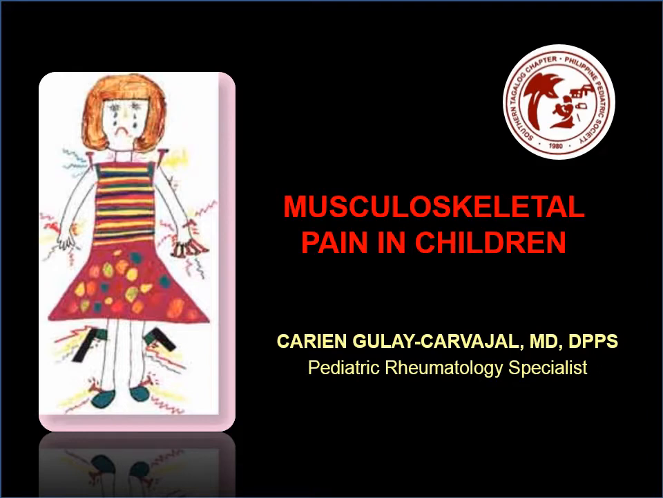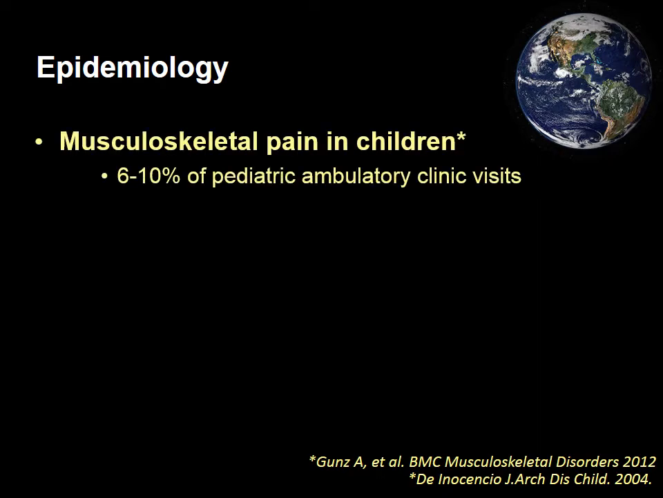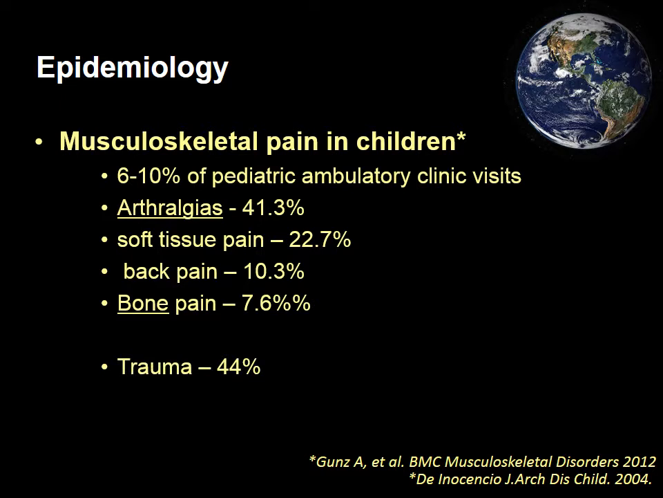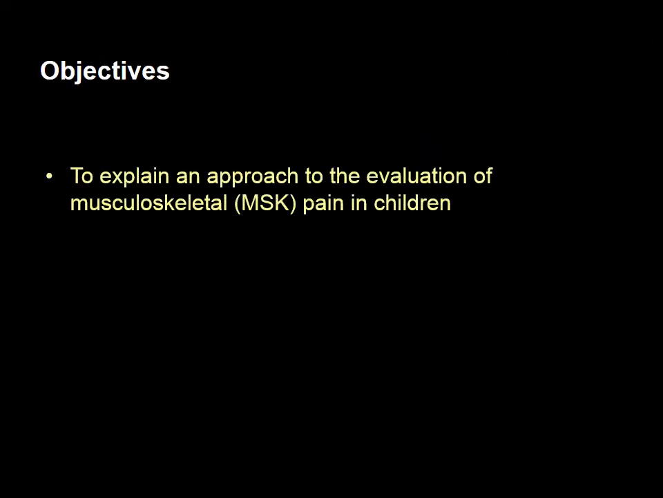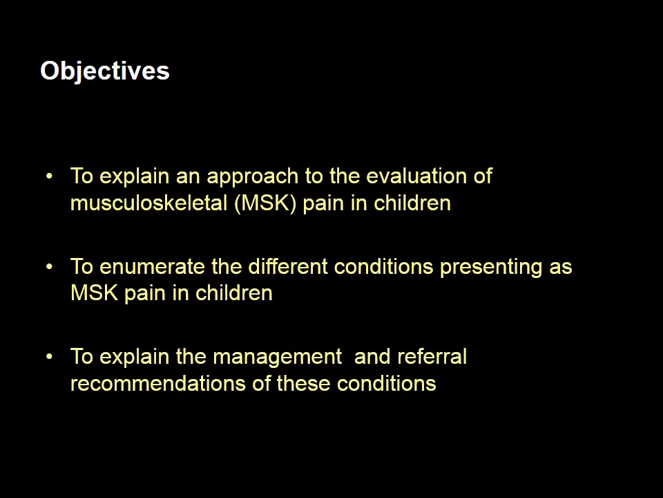It has been reported that about 6 to 10% of pediatric ambulatory clinic visits are due to musculoskeletal pain. Most of these visits are due to arthralgia and soft tissue pain, while bone pain was reported in less than 10% of cases. Trauma was the most common etiology. And so this session provides you an approach to the evaluation of a child with musculoskeletal pain, and enumerates as well the different conditions presenting as musculoskeletal pain in children and their approach to management.